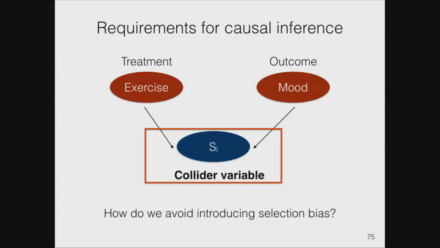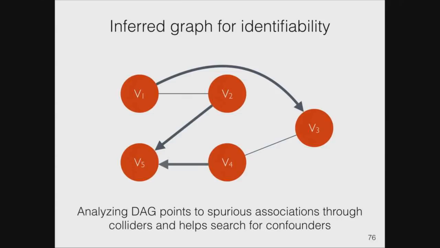Instead, I want to go back to this problem of why this graph is important to our initial problem. The main takeaway here is that the graph that we infer can be a tool that we then use to answer questions about identifiability. Analyzing this DAG can help us to understand what spurious associations might arise by conditioning on colliders and so on. And understanding the paths can also help us search for confounders.